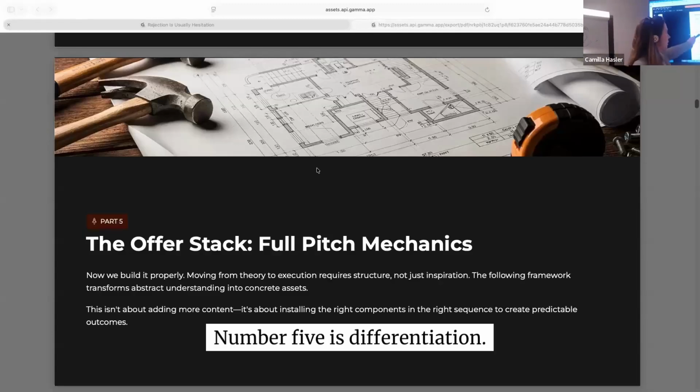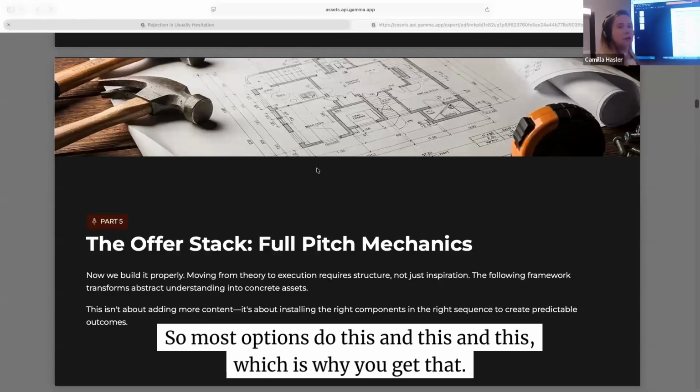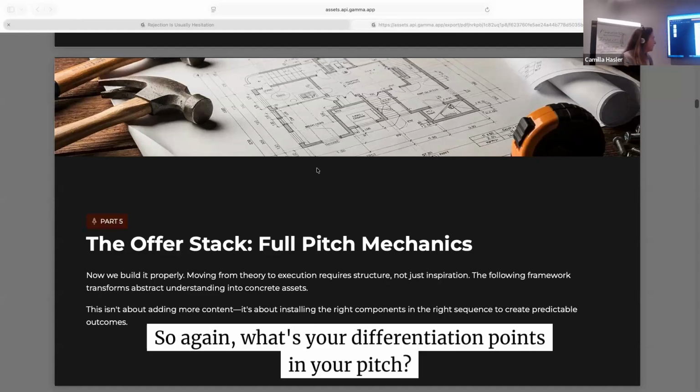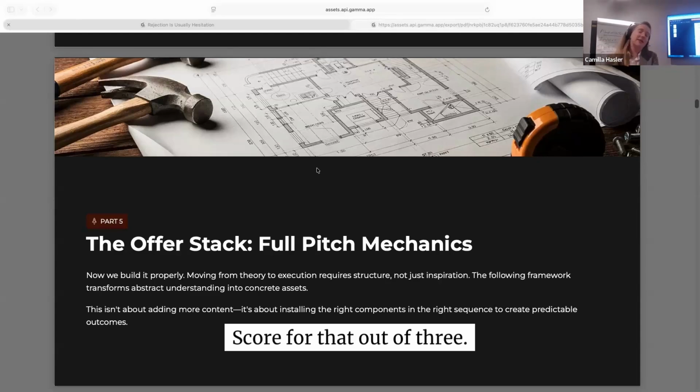Number 5 is differentiation. So most options do this and this and this, which is why you get that, and this in this way, which is why you get X, Y, Z, right? So again, what are your differentiation points in your pitch? Score for that out of 3.